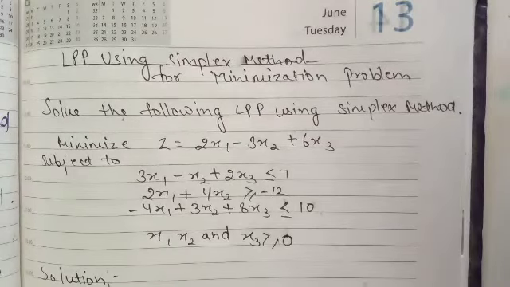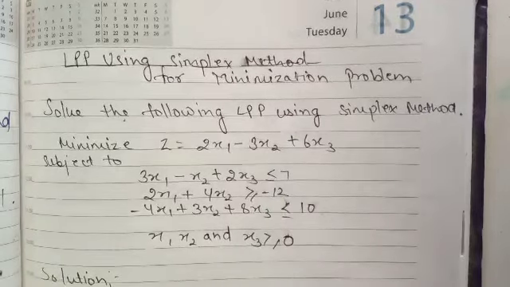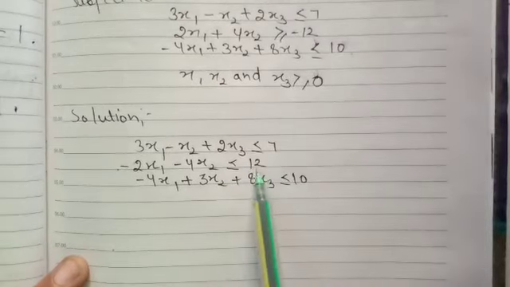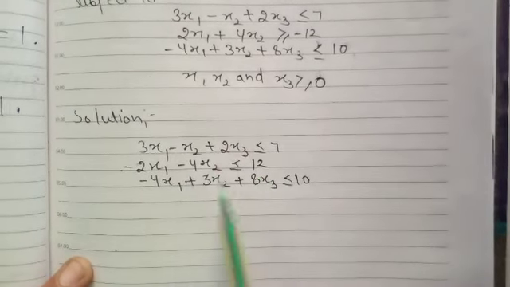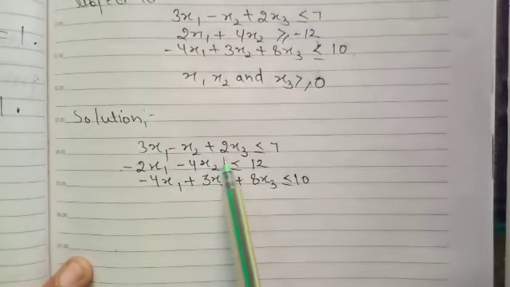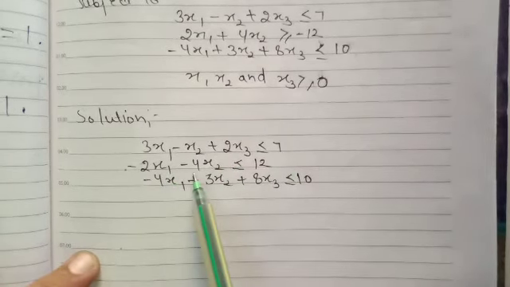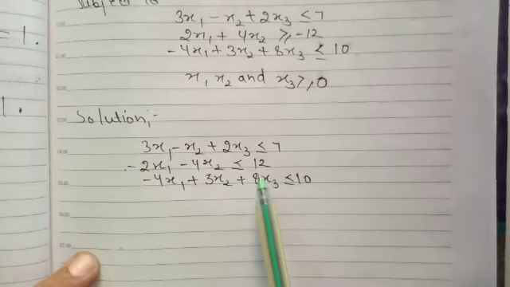In the solution, our first step is to convert the negative value into a positive value. So here we convert this negative value into positive. Our constraints are 3x1 - x2 + 2x3 ≤ 7 and -2x1 - 4x2 ≤ 12.